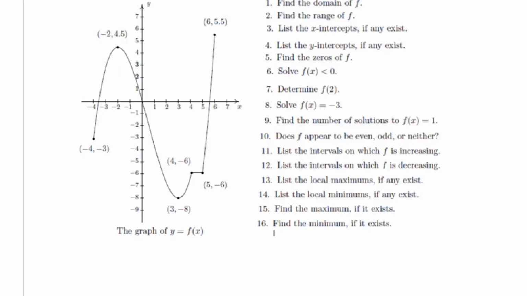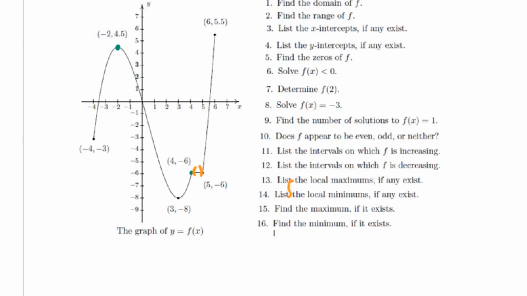For number 13, list the local maximum. According to the definition of a local maximum, we could say this is a local maximum. This is a local maximum. For the horizontal line, on the open interval between 4 and 5, we have a local maximum that is -6.